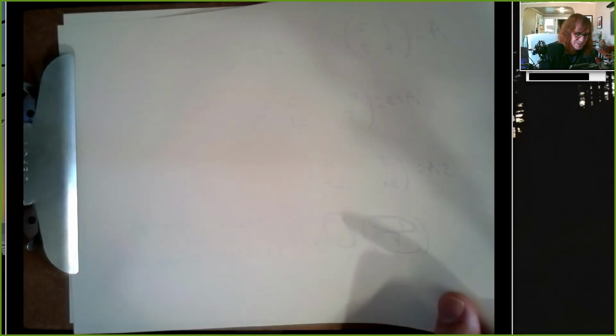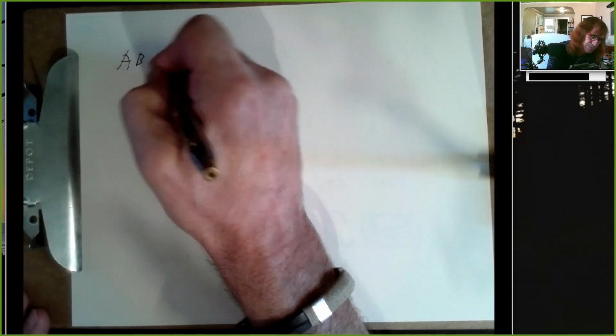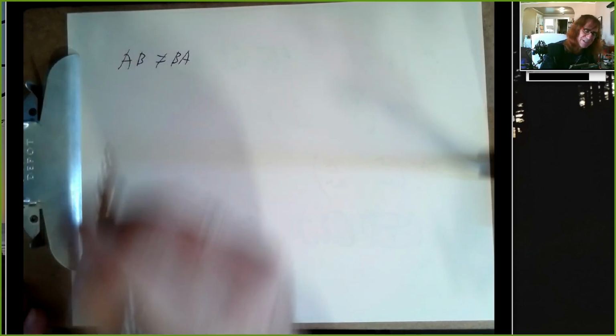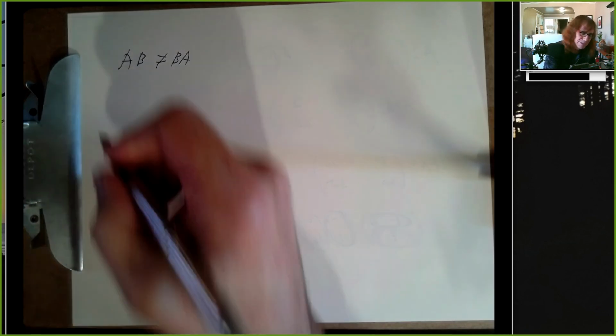All right, so a couple of things to know about matrices. In general, A times B is not the same as B times A. It could be, but in general it's not. And in some cases this isn't even well defined because the dimensions of your matrices have to have certain relations to each other. So multiplication is not necessarily commutative.